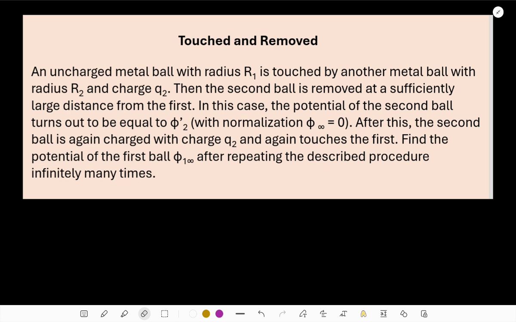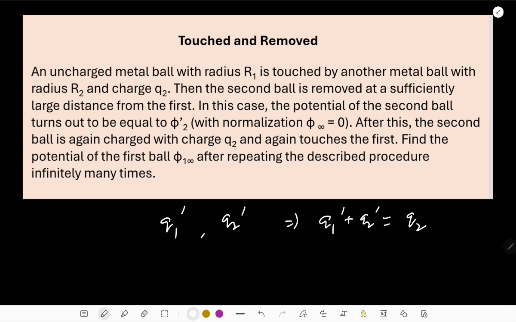So you have to focus on touching, that means when the balls make contact with each other. Since the radii are different, let on the first contact of the balls, they acquire charges q1 dash and q2 dash. Charge on the first ball is q1 dash and charge on the second ball is q2 dash. It has initially charge equal to q2. So we can write one more equation: q1 dash plus q2 dash will be equal to q2.